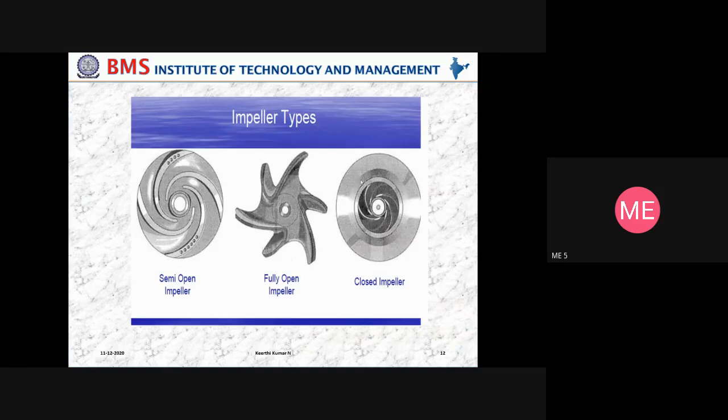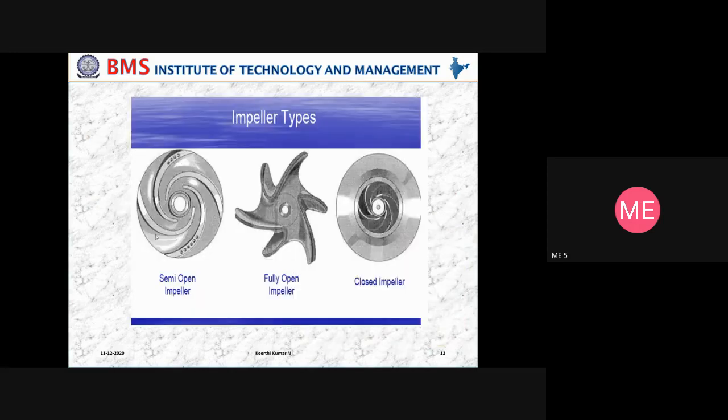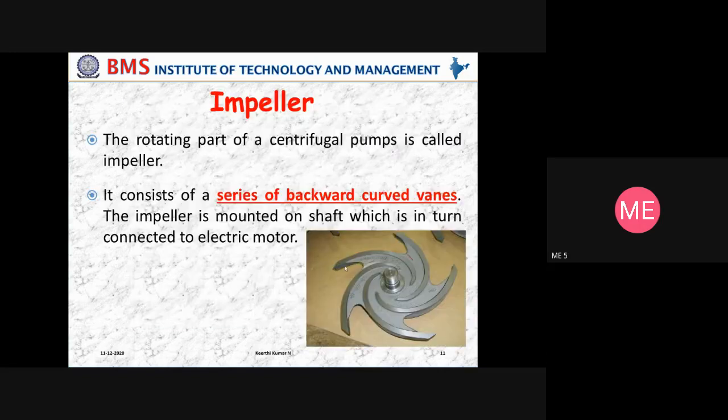These are different types of impeller. This is the open type; there is no solid body here. So you can call it an open type impeller. This is a semi-open type impeller. Semi-open means at the base there will be a metal plate, and at the top you can see the impeller vanes. That is called semi-open type.